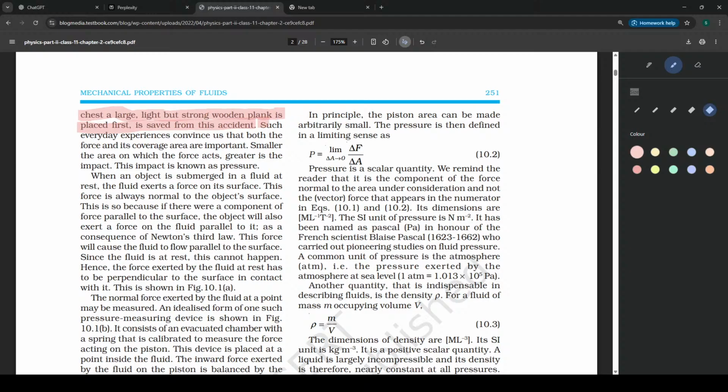Why so? Let's see. Such everyday experiences convince us that both the force and its coverage area are important. The smaller the area on which the force acts, the greater the impact. And this impact is known as pressure.